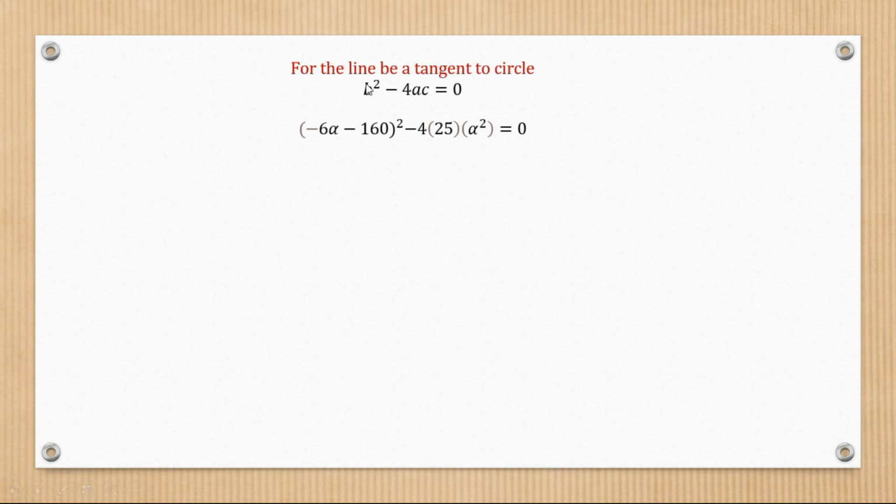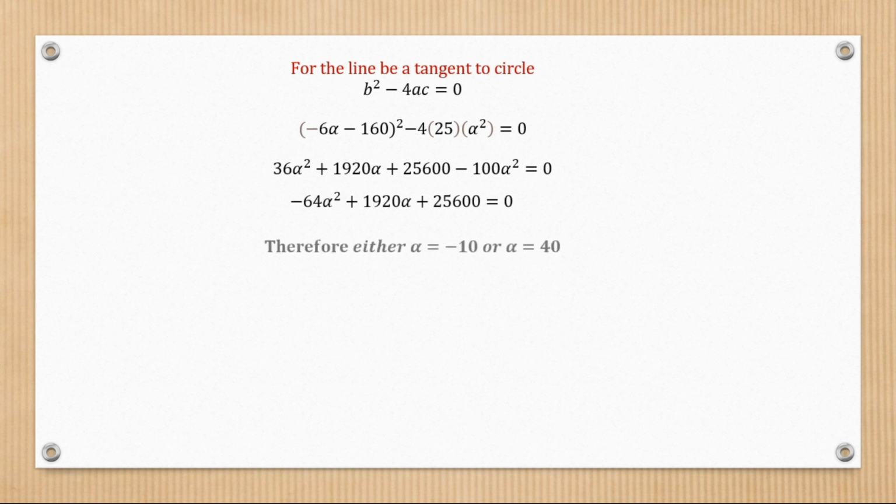So the coefficient for b shall be negative 6 alpha minus 160. Then for a is 25, for c is alpha squared. So expand this, and this is what I have. I have 36 alpha squared plus 1920 alpha plus 25,600 minus 100 alpha squared is equal to 0. So group values together, and I'll have this quadratic equation, of which when I solve this quadratically, I'll have alpha as either being equal to negative 10 or alpha being equal to 40, and those are the values of alpha that will make this line a tangent to the circle.